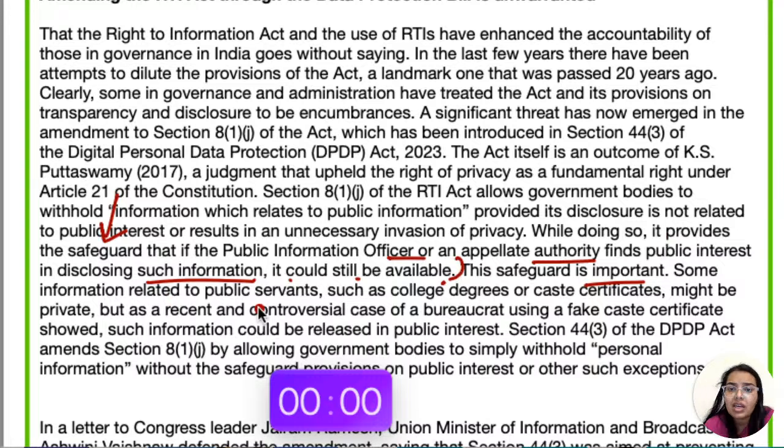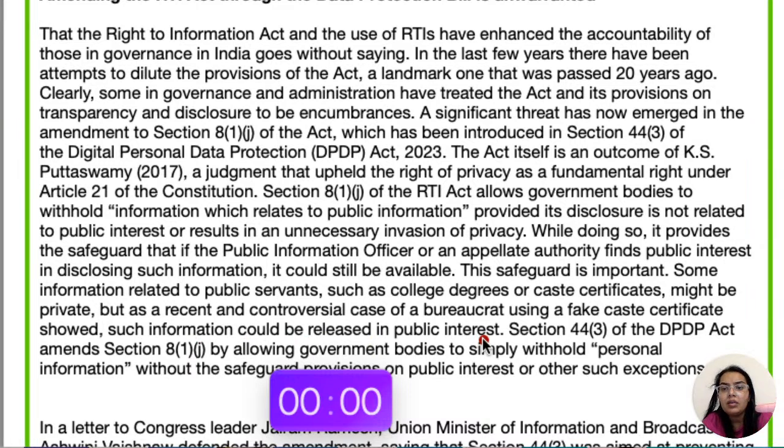Some information related to public servants such as college degrees or caste certificates might be private. But as a recent controversial case, now author is saying that some part of information which people would want is not something which is something they should ask for. But as a recent, now something happened, a recent controversial case of a bureaucrat using a fake caste certificate showed such information could be released in public interest.